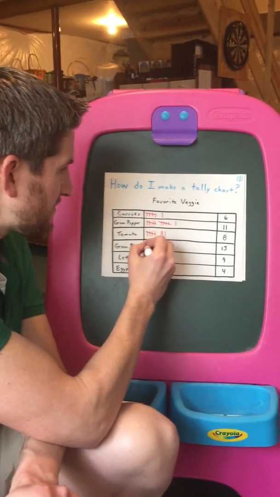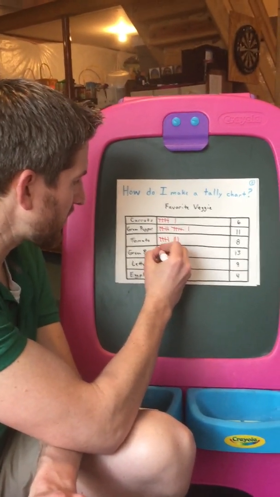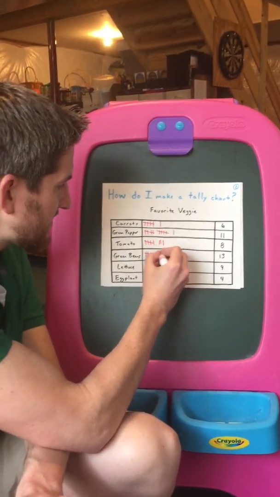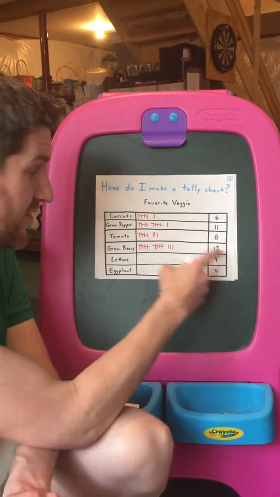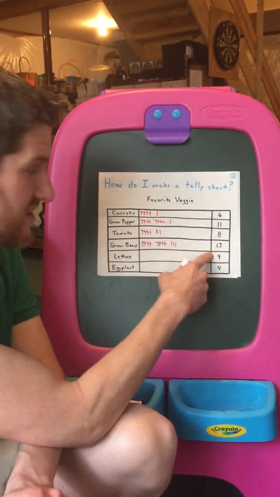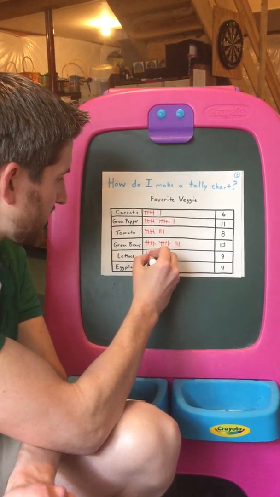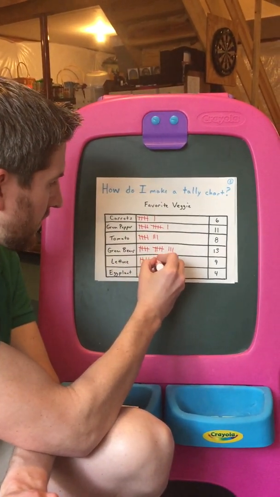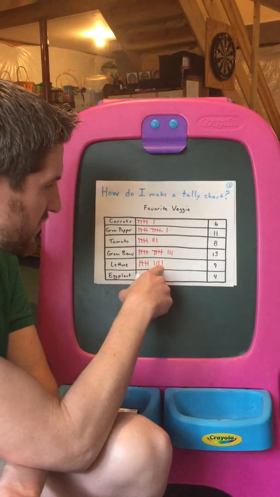Green beans, that had the most votes. 1, 2, 3, 4, 5, 6, 7, 8, 9, 10, 11, 12, 13. 13. 2 bundles plus 3, 13. Lettuce had 9 votes, so we're going to have 1 bundle plus 4 more. 5 plus 4 is 9.